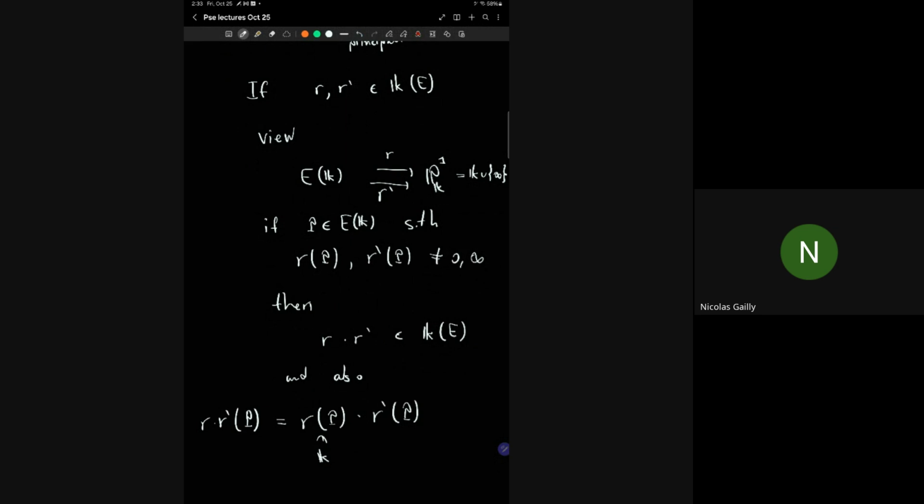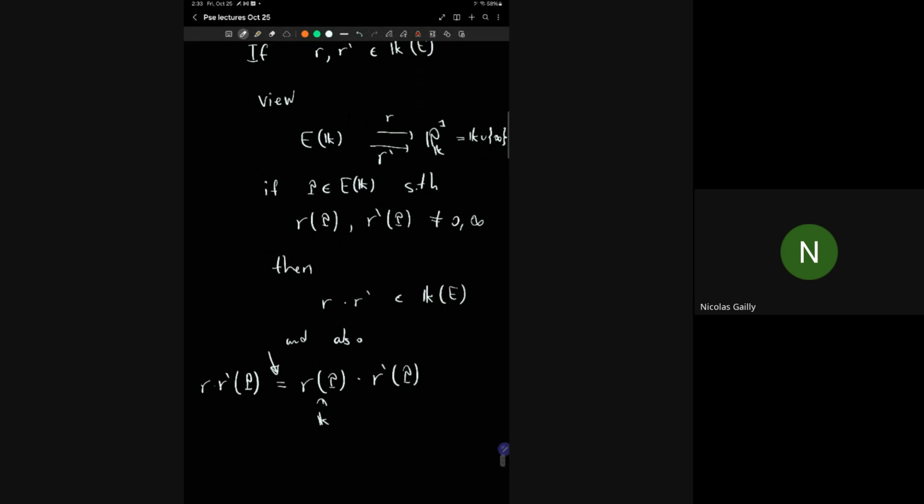Okay, and a recurring theme in this course is that you can multiply infinity with infinity, you can multiply zero with zero, but we don't have a consistent way of multiplying zero with infinity. So in fact, R of P and R prime of P could be zero or infinity, but I cannot have this equality if, let's say, R of P is zero and R prime of P is infinity, then it's going to be an issue.